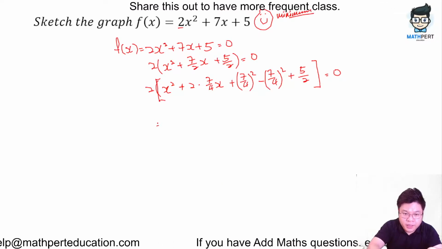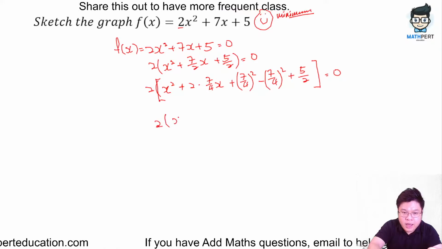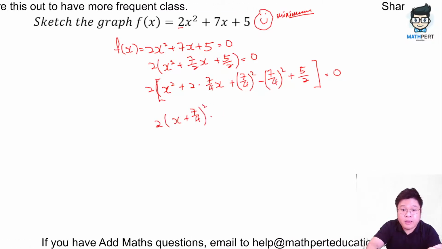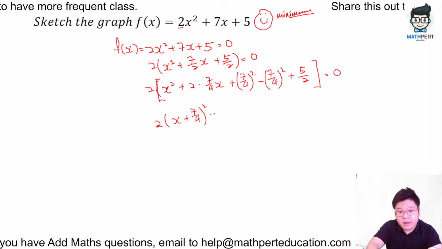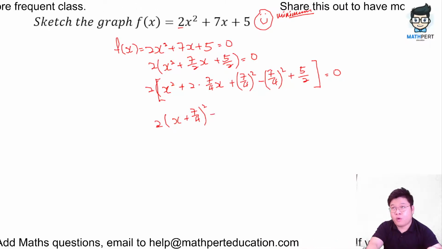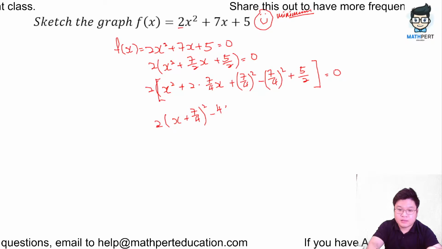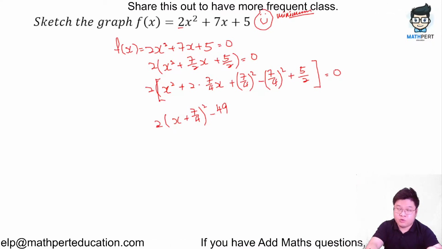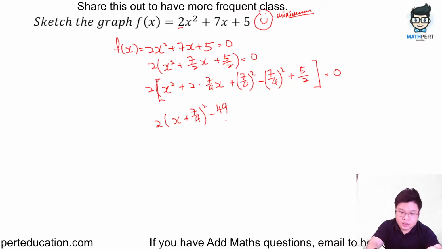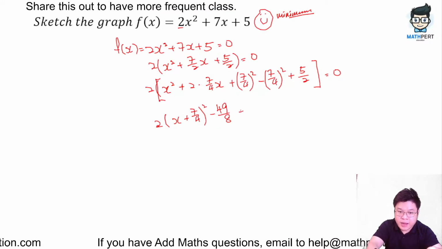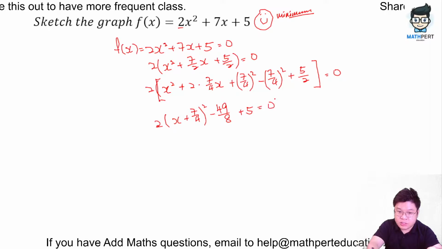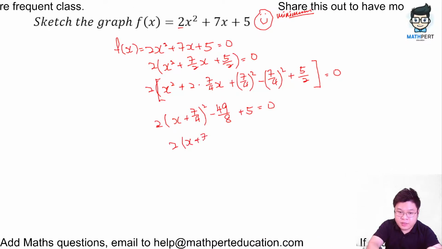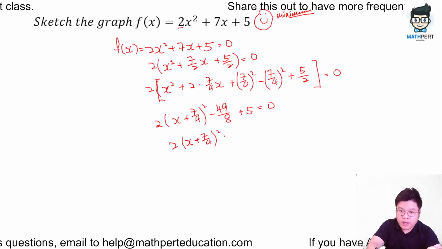Okay, so it will be 2x plus 7 over 4 squared, and then 7 squared, 49. 4 squared, 16. 16 divided by 2, which is 8, plus 5 equals 0. Okay, so 2x plus 7 over 4 squared.